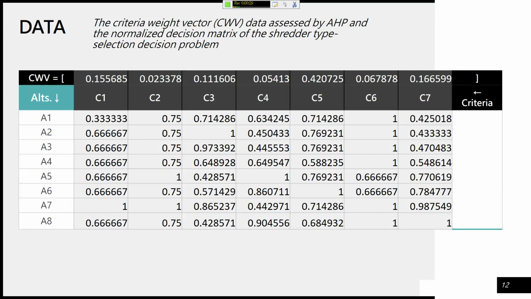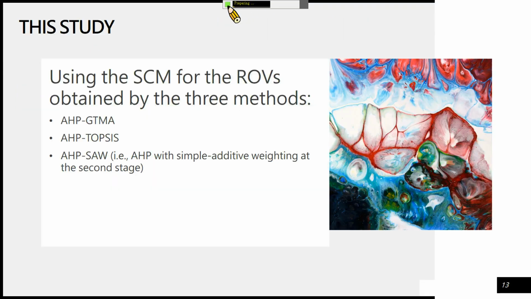Using AHP to calculate the criteria weight vector, or CWV in brief, is shown in the top row of the table. Then, based on the data in the former page, we use 3 methods: AHP-GTMA, AHP-TOPSIS, and AHP-SAW for the problem, and obtain 3 final ROVs. The calculation processes are skipped. These are not the focus of this study.